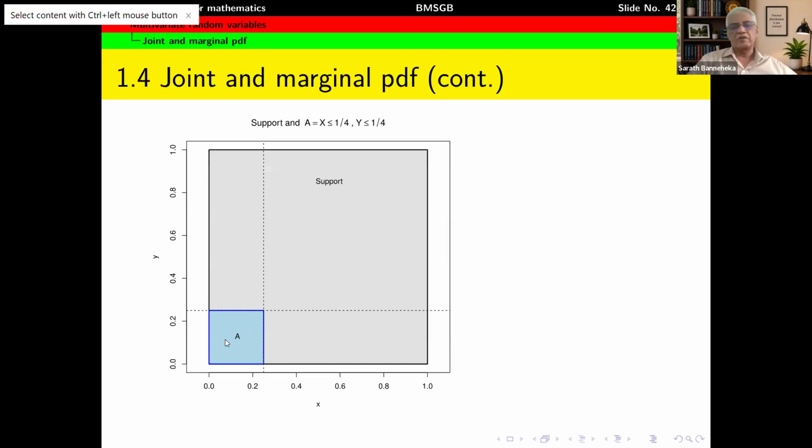Again, it's very easy to find the volume under this. What you have to do is integrate with respect to, suppose, for example, you are considering a vertical stripe.